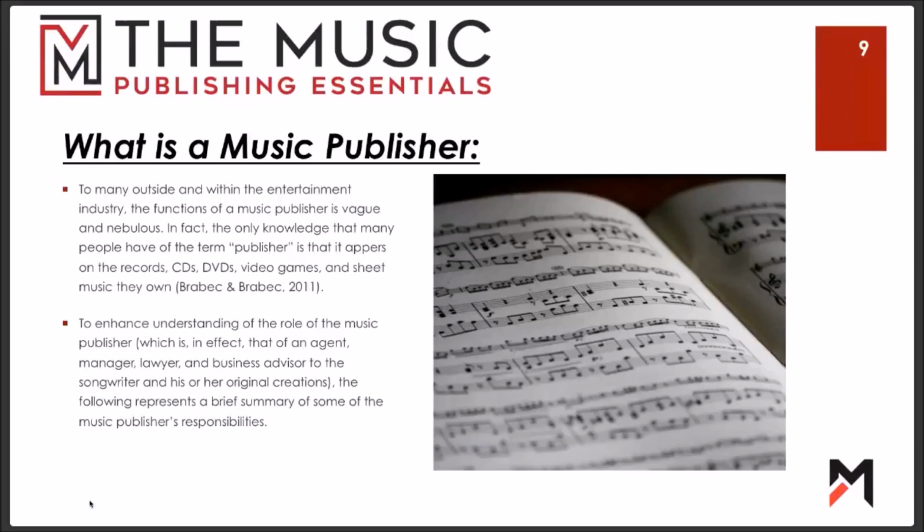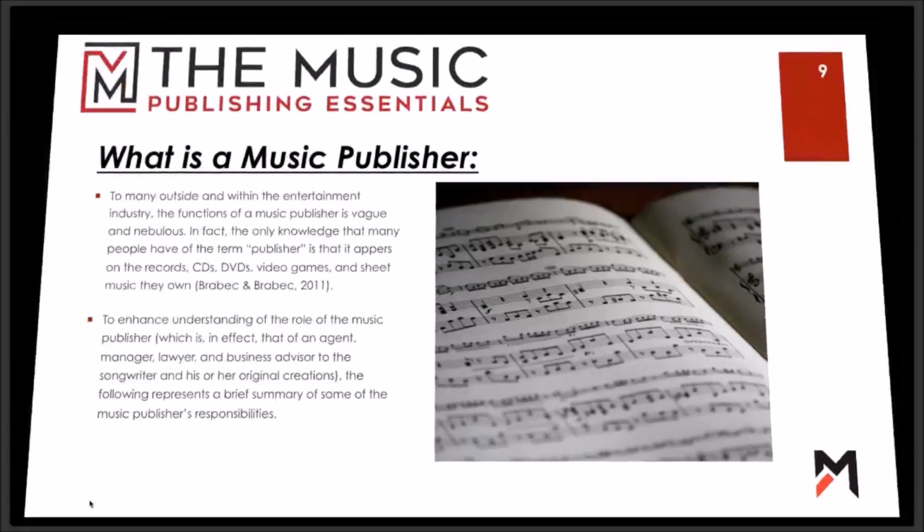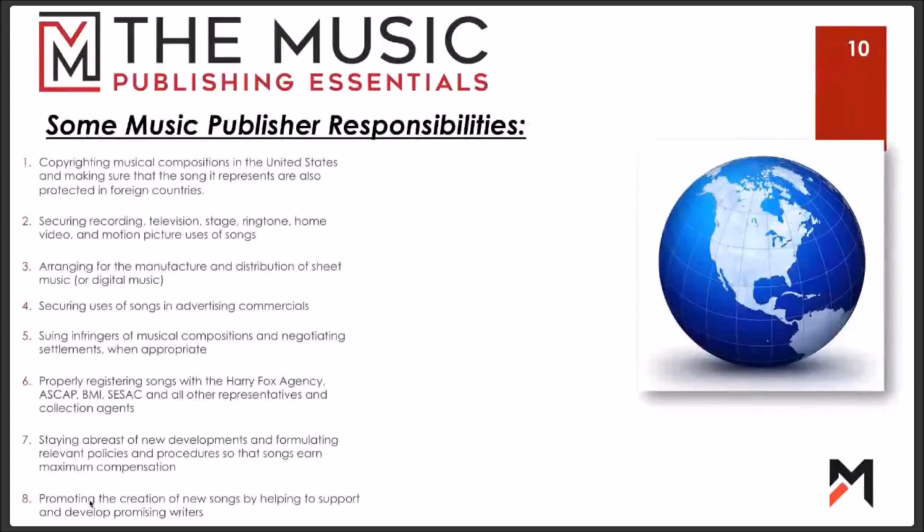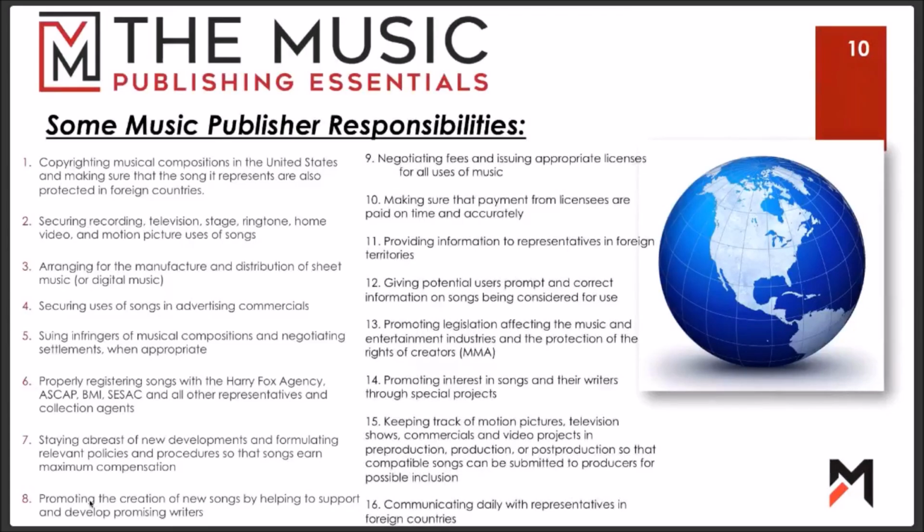So to enhance understanding of the role of the music publisher, which is in effect that of an agent, manager, lawyer, and business advisor to the songwriter and his or her original creations, the following represents a brief summary of some of the music publisher's responsibilities. So now we're going to talk about the 16 responsibilities of a music publisher. After we're done with this section, you'll know exactly what a publisher is responsible for. We'll also talk more about 5 additional responsibilities later on in this lesson. And these responsibilities are all tied together. They are all connected.